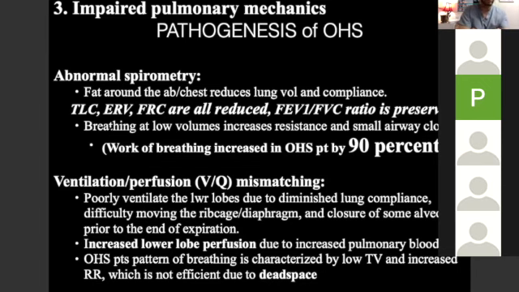VQ mismatch, right? So ventilation, I breathe in, I put ventilation in my alveoli. My pulmonary arteries spread blood to the alveoli, to the capillaries, and there is a VQ match. So there's ventilation and perfusion. They match up pretty good, and I have gas exchange. But when I'm obese, I have poorly ventilated lower lobes because my liver is pushed up and I have decreased lung compliance. So I have poor ventilation there. That's going to be shunt. We also have increased lower lobe perfusion due to increased pulmonary blood volume.